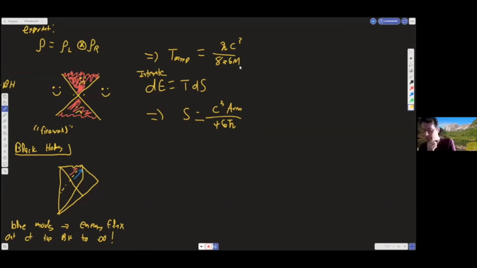It's worth emphasizing, though, that this calculation does not give a state counting interpretation of this entropy, right? It's like thermodynamics in the 19th century. It gives us a quantity that obeys the first law of thermodynamics, but it doesn't give a statistical interpretation of that quantity.